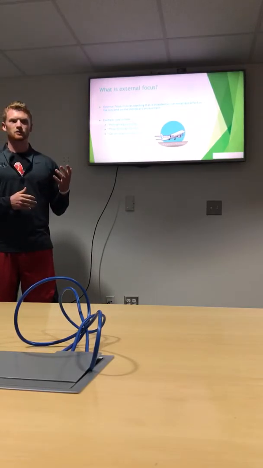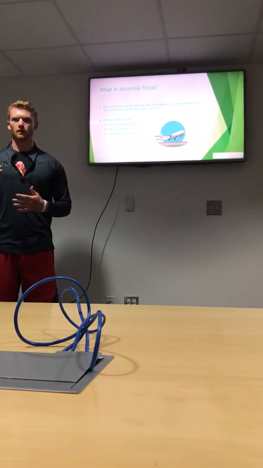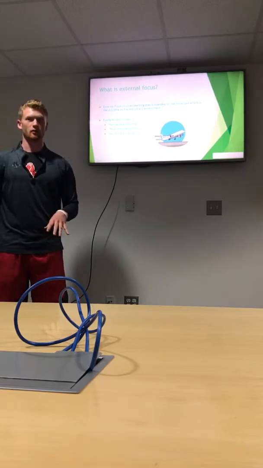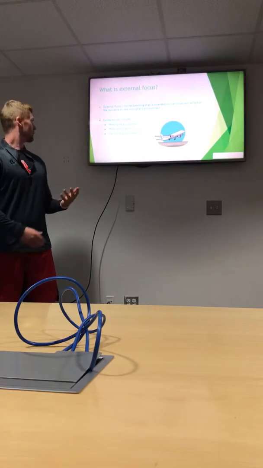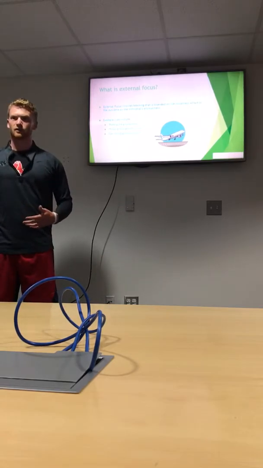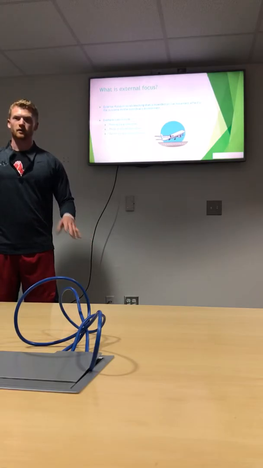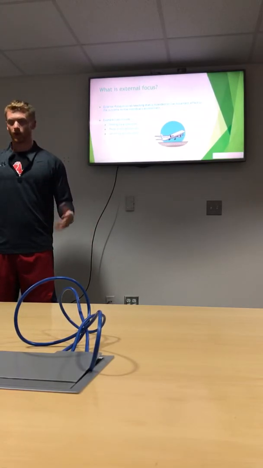So example cues, when you talk about sprinting, would be like pushing the ground away, or throwing it through the catcher, or get off the ground like it's hot lava. Stuff that incorporates using their environment, focusing on their environment and the movement pattern off of their environment.